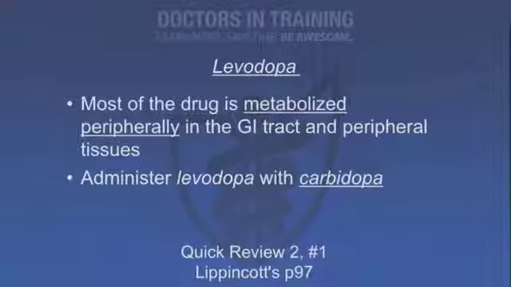Now, what can you do in conjunction with that levodopa? Well, you can add carbidopa. Now, carbidopa does not cross the blood-brain barrier, and it diminishes the metabolism of levodopa in the GI tract and in the peripheral tissues. So this increases the availability of levodopa to the central nervous system and reduces the side effects. Now, selegiline can also be used, but far and away more often you're going to see that combination levodopa with carbidopa as your primary treatment.